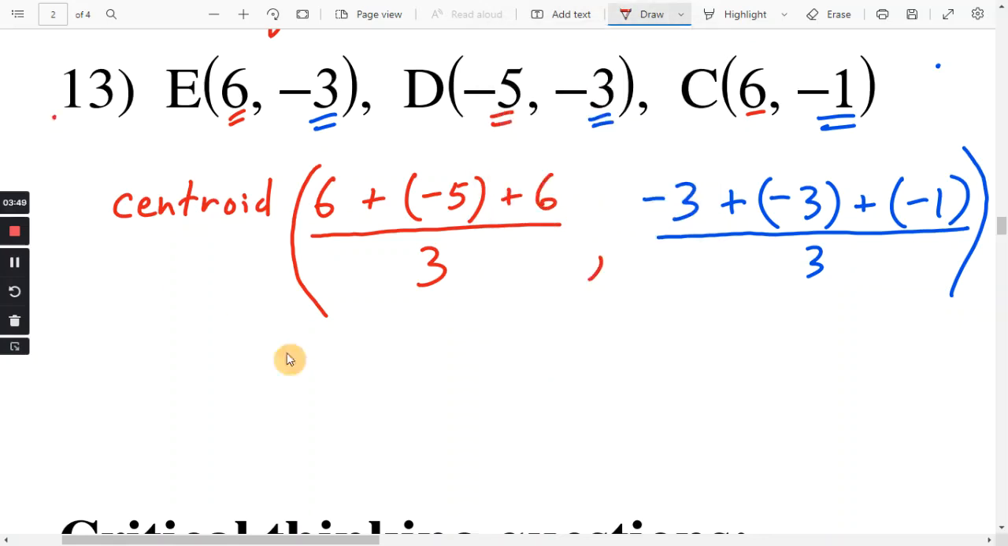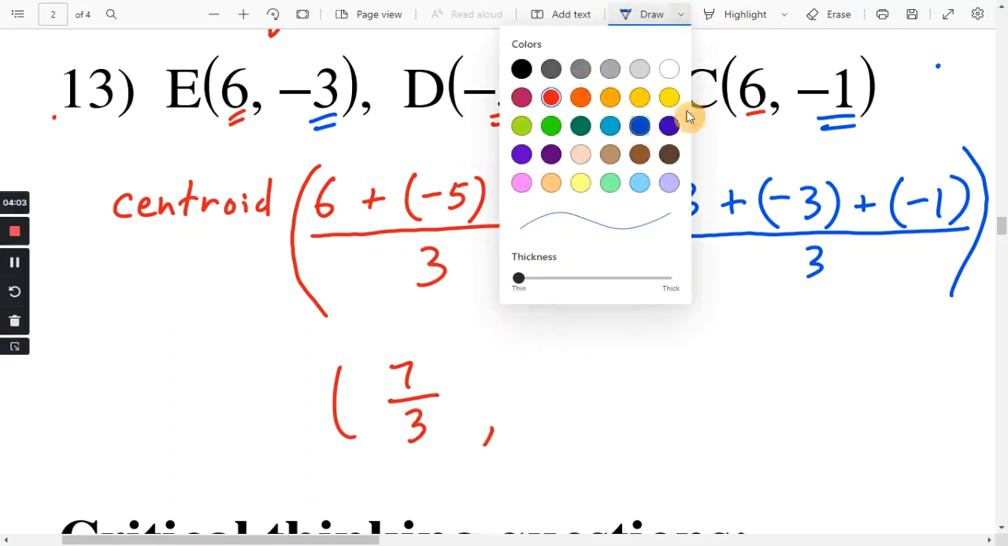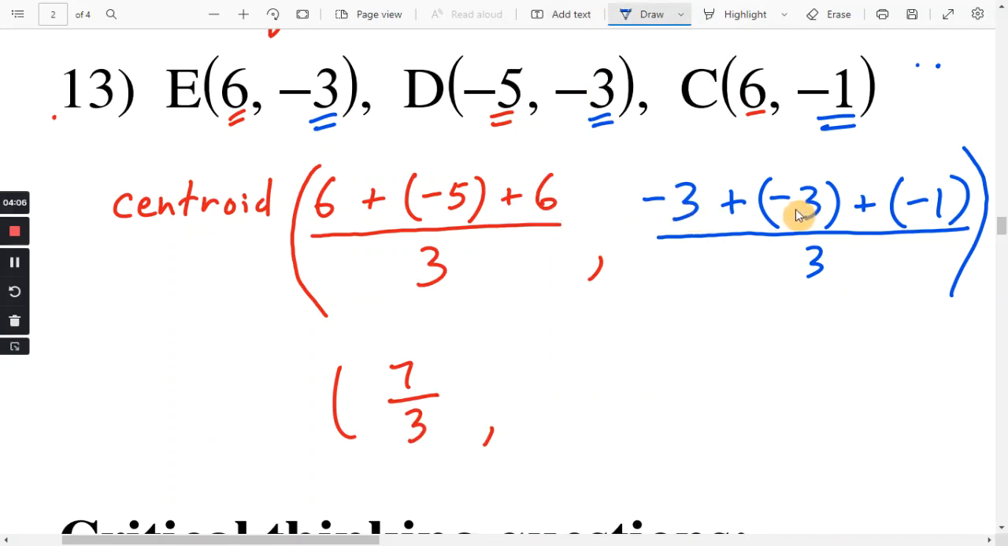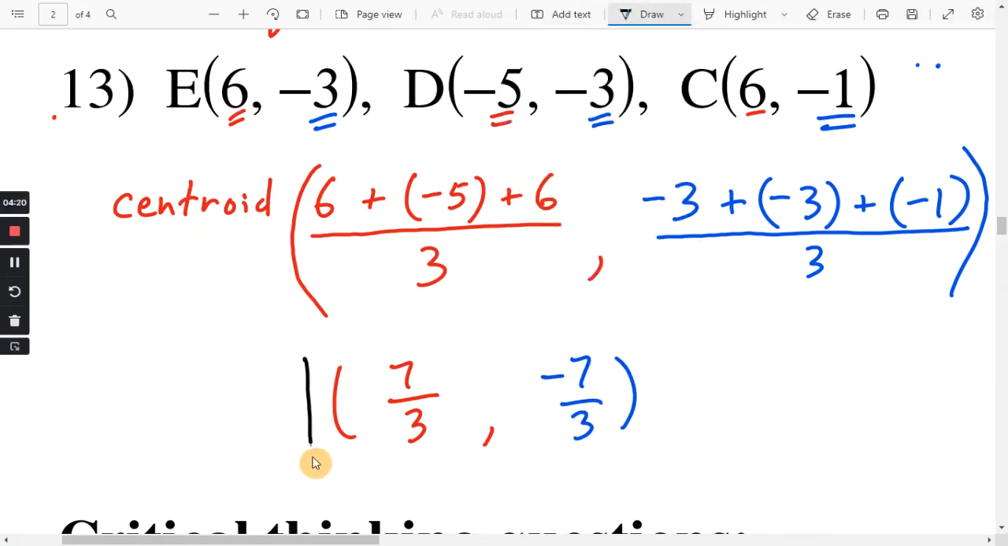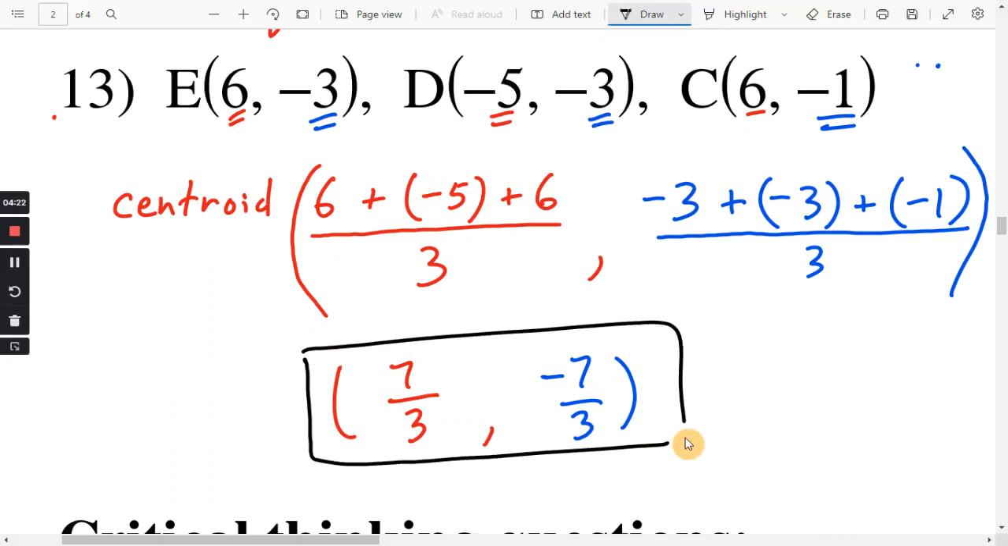All right. So let's see. 6 plus -5 is 6 minus 5. That's 1 plus 6. That's 7. And that's divided by 3. And then for the y, -3 plus -3. That's -3 minus 3. So -6 plus -1 is going to be -7. And that's divided by 3. So that's it. That's all you have to do. These would be the coordinates of the centroid.